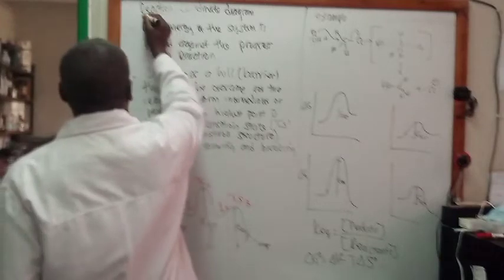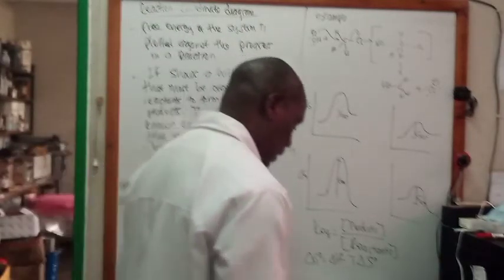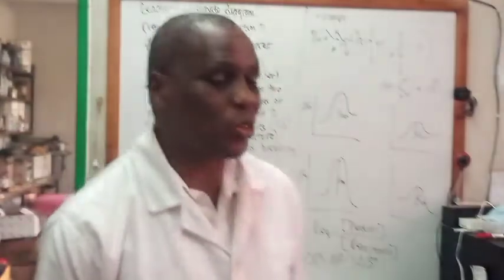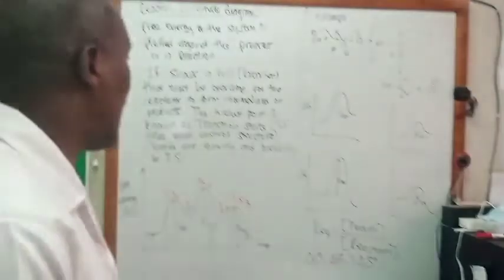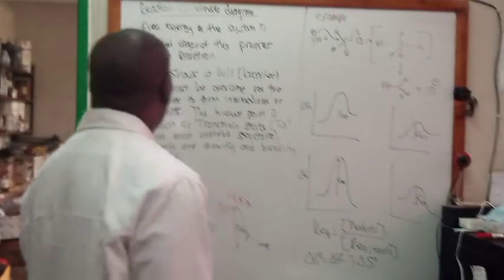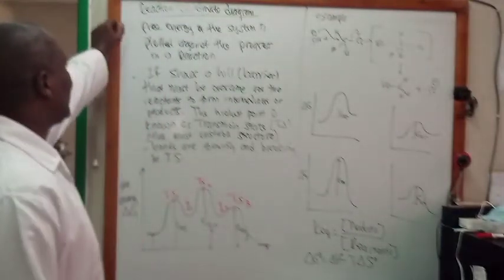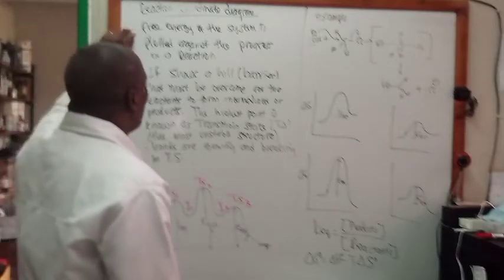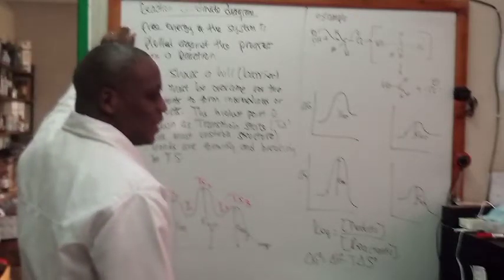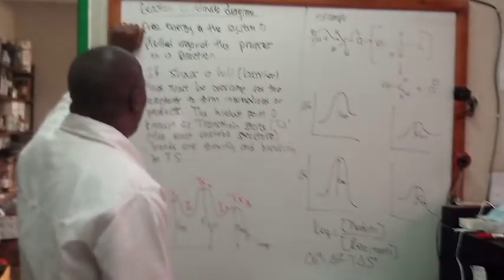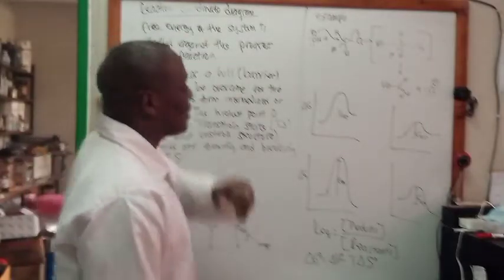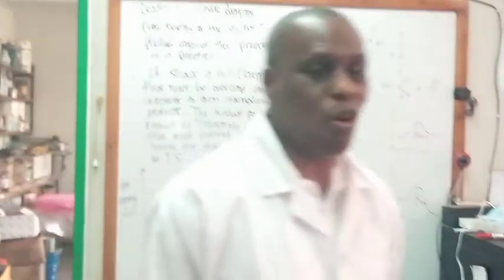So, I want to look more about this diagram, which I'm going to call the reaction coordinate diagram, which I've mentioned a couple of times before. It gives the plot of the free energy, which is the delta G, plotted against the progress of the reaction.